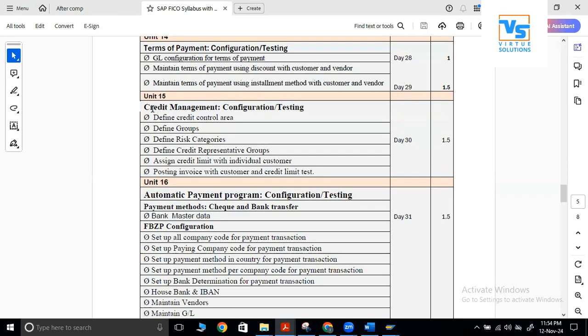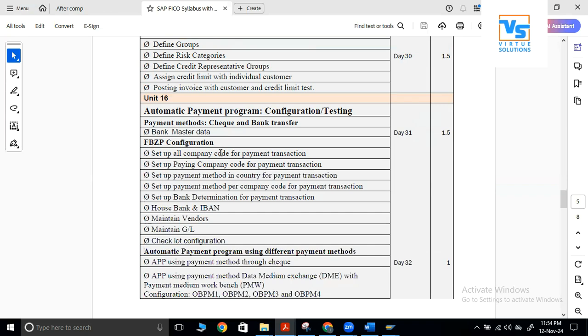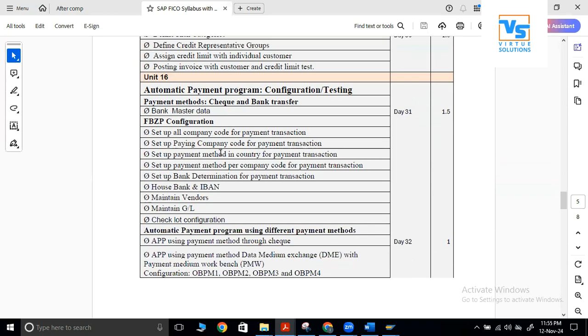Then credit management is there, which I was talking about some time back: credit management, risk categories, all this. And then the automatic payment program, so how payment is done automatically. Connections are set up between banks and companies, like auto debits, like ECS. On a daily basis, the bank sends the file to the company. Once it is processed in SAP, whatever open items have been paid will be cleared automatically. Items not cleared will be cleared the next day when the bank sends the file, if they have done the payment.